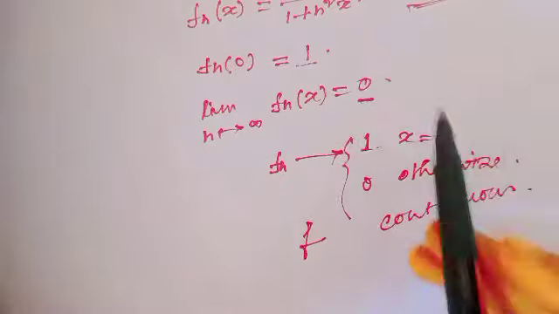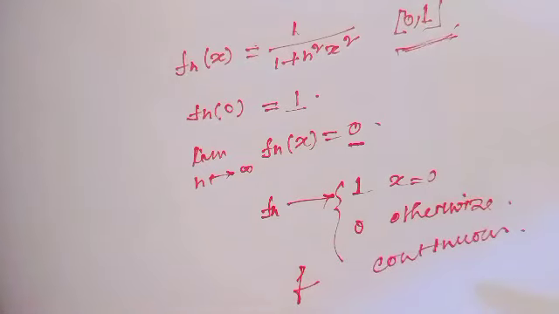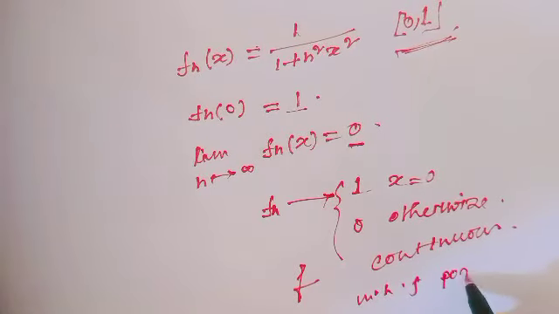Since on the set [0, 1] the sequence of functions fn(x) converges to f, which is a discontinuous function, uniform convergence cannot be possible. Okay.